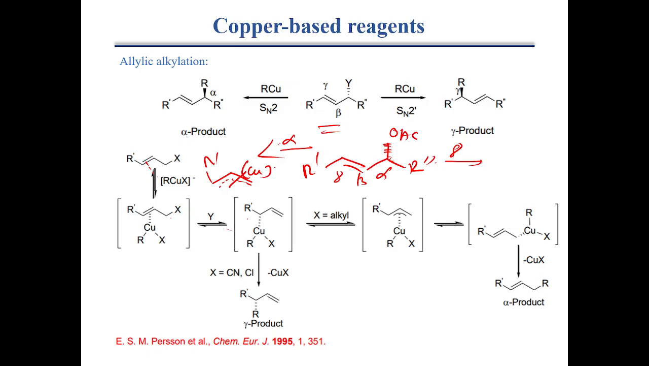Now, there are two possibilities, alpha attack or gamma attack. If the copper compound is substituted with an electron withdrawing group such as cyano or Cl ligand, that forms the gamma attack product, so this one. If the copper complex is treated with very strong hard reagents, such as RLi or RMgBr, that gives the alpha product. So this is giving the gamma product, and this is giving the alpha product.